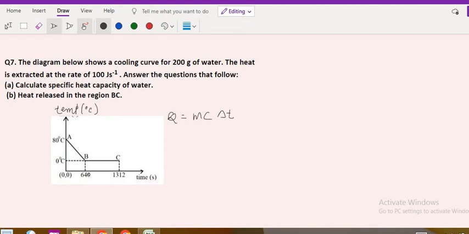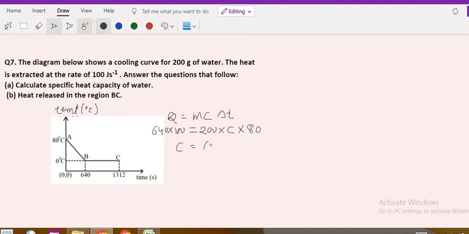In 1 second, 100 joule of energy is getting extracted. So in 640 seconds, how much energy would be extracted? It would be equal to 640 multiplied by 100. This is the total amount of heat that is getting extracted from the body when it is coming from point A to point B. So 640 into 100 is equal to mass of the water, which is 200, C is to be calculated, and this delta T. What is the change in temperature? It was initially at 80 degrees Celsius, now it is reaching 0 degrees Celsius, so it would be 80 minus 0, that is equal to 80.